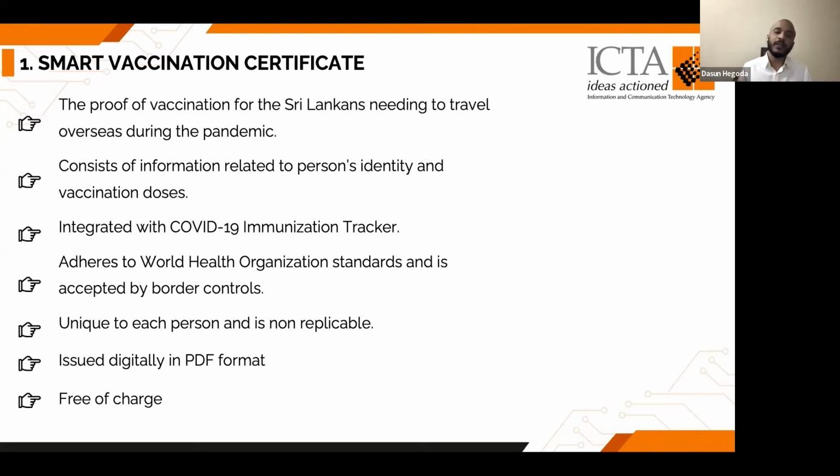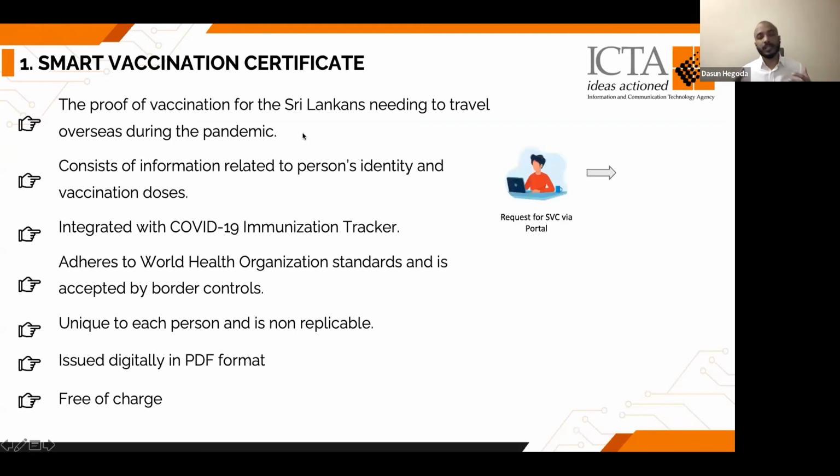The certificate we issue is unique to each and every person, like Suren explained in his presentation, and it is non-replicable. Since the credentialing is compliant with W3C verifiable credentials, we can cryptographically verify each and every certificate for authenticity. Currently, we offer the certificate in PDF format and completely free of charge.